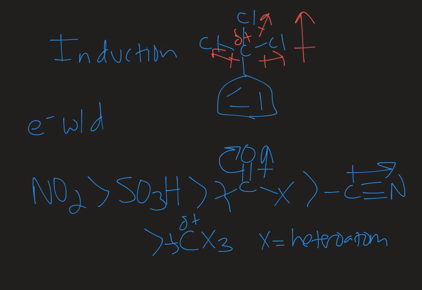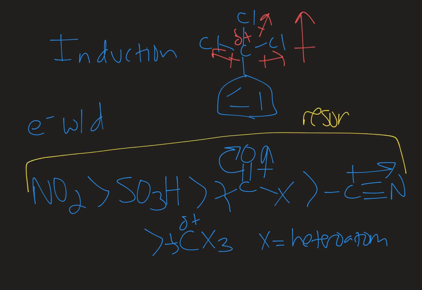So all of these top groups are able to participate in resonance. So they can actually pull electron density out of the pi system, out of the ring via resonance. This last CX3 group here, this is just an inductive effect, which is not quite as pronounced an effect. And so the electron withdrawing capabilities are not going to be quite as large.